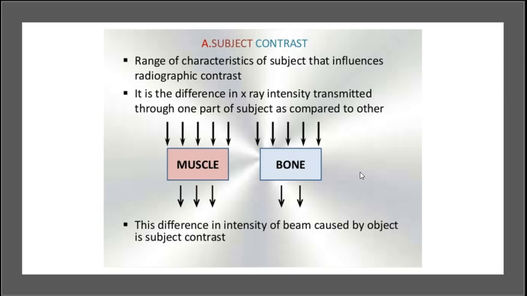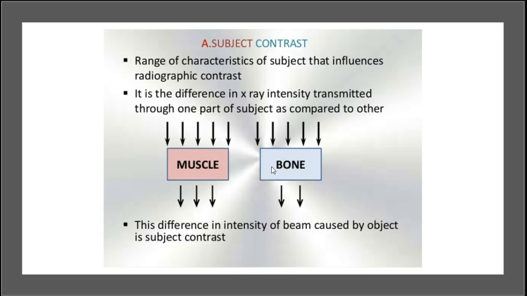So, subject contrast, it's a range of characteristics of subjects that influences radiographic contrast. So it is the difference in X-ray intensities transmitted through one part of a subject as compared to the other. So muscle versus bone. The difference in intensity of the beam caused by an object is subject contrast. So the subject, think of the patient, the subject, and the contrast within the patient.